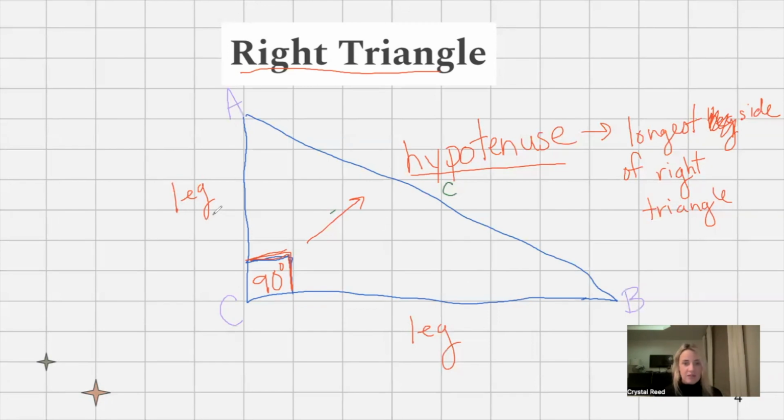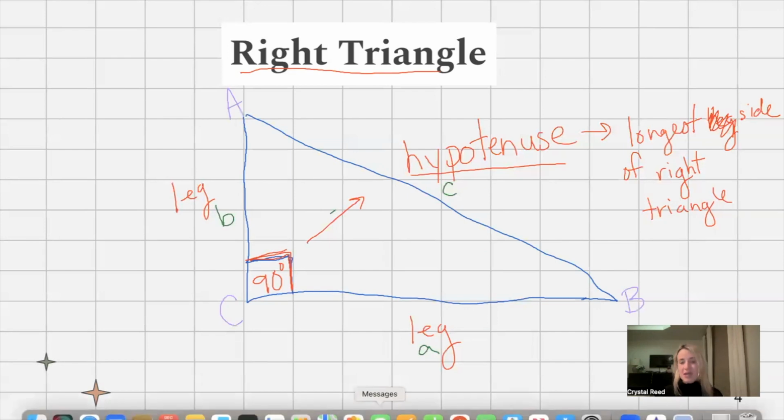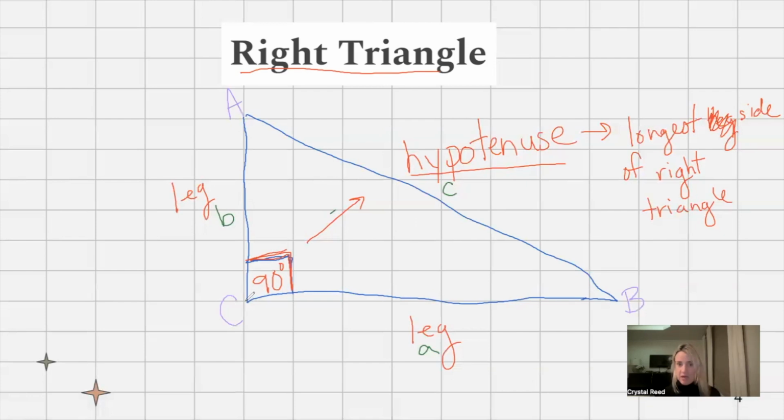Side B would be across from side B. Side A would be across from side A. And so you can name sides in a couple different ways. We can name them by those little letters. You can say, okay, side C is our hypotenuse, or we can call it side AB, capital AB, using just segment notation. So lots of things to kind of remember here.